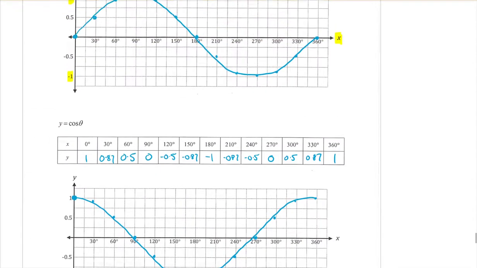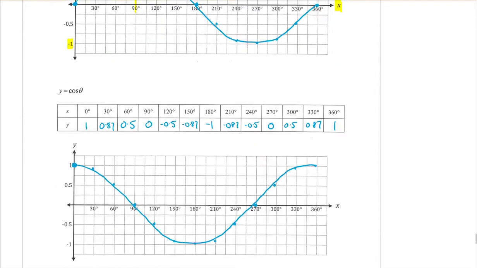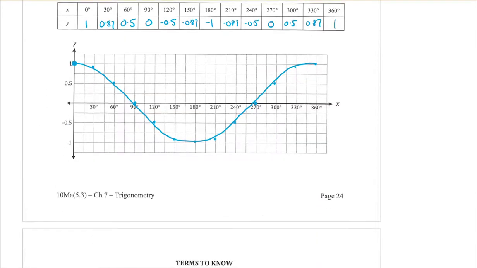So looking back here at our sine graph, this here is my maximum height, and it would be an amplitude of 1. Looking at the cos graph, its maximum height, we could draw it here or down here at the end, it also has an amplitude of 1.